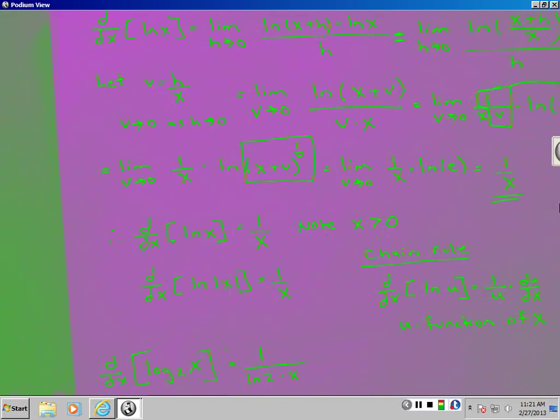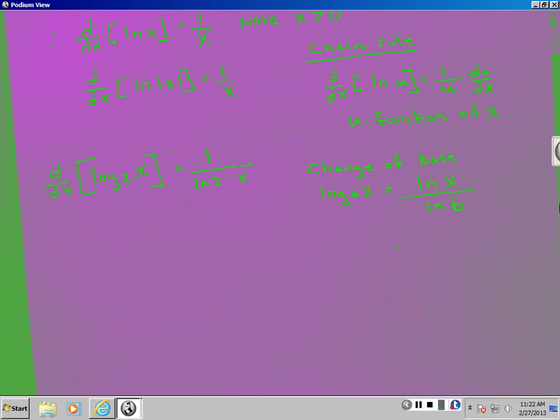I can show this by change of base. If I have log base b of x, and I want to do change of base, that is ln of x over ln of b. So if I take the derivative of log base b of x, I can take the derivative of ln of x over ln of b. And the derivative of ln of x is 1 over x. ln of b is just a number. It's a constant. ln of 2 is ln of 2.